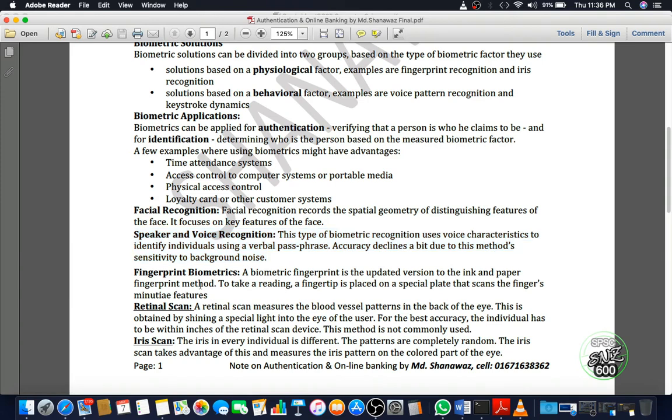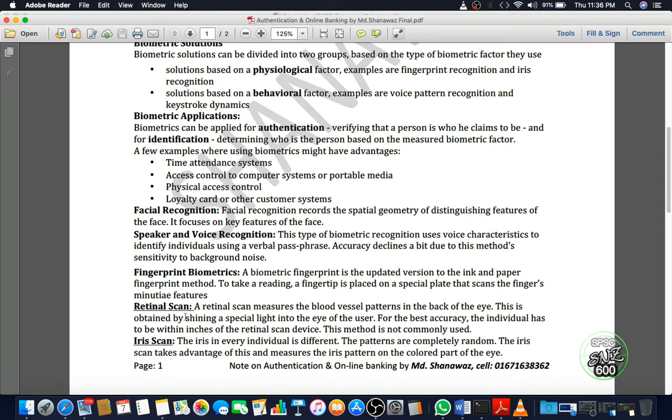So now the next one, the fingerprint biometric. A biometric fingerprint is an updated version of the ink and paper fingerprint method. To take a reading, a finger is placed on a special plate that scans the fingerprint's minute features.